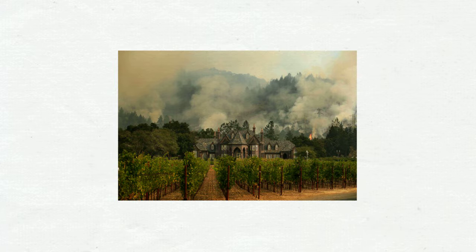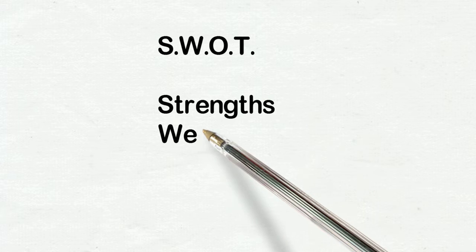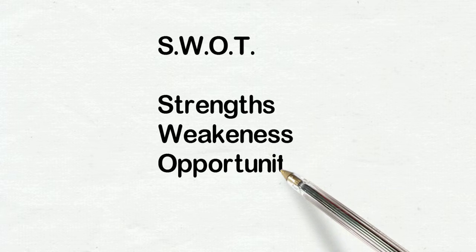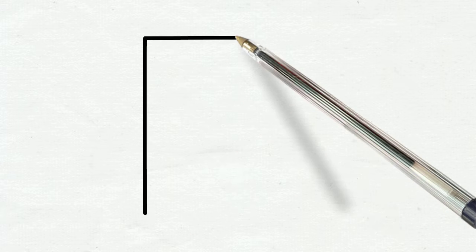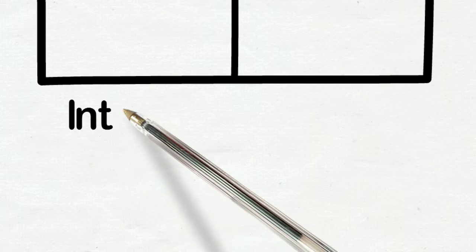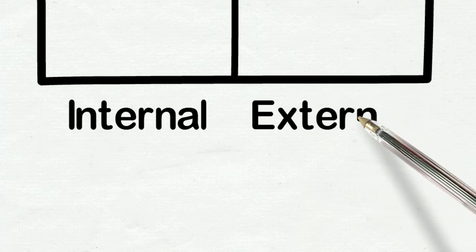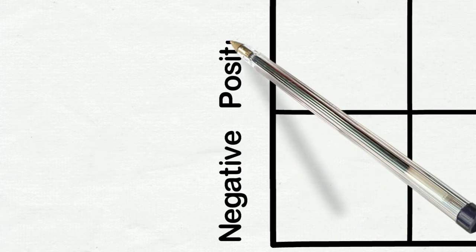A SWOT is a really simple thing, and it's strengths, weaknesses, opportunities, and threats. It's a simple tool to define the positioning of the company, where you are in your journey. I'll create an XY chart here, and there are two axes. Along the bottom, we'll put strengths and weaknesses, or positives and negatives. And across the Y-axis, we'll have internal and external. Now, for example, the bottom right is an external negative, or a threat.